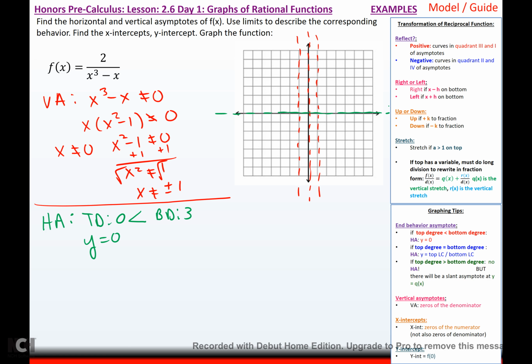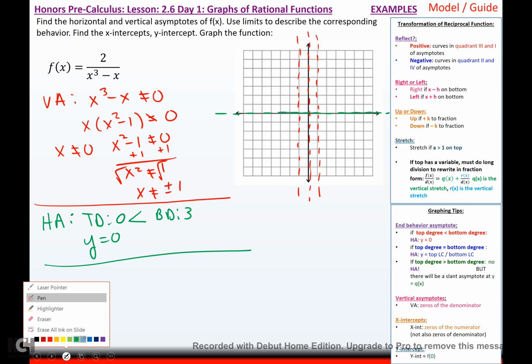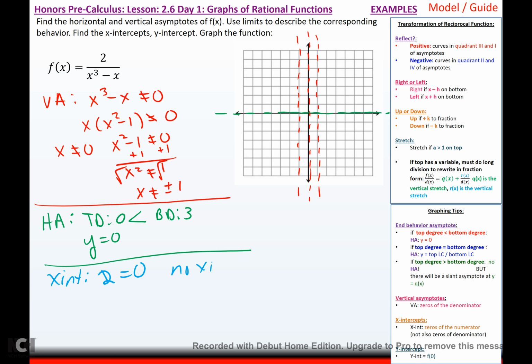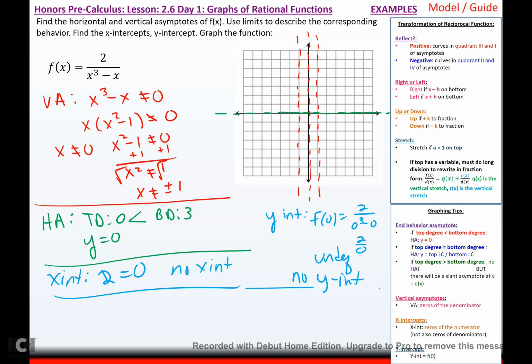Okay, I need some x-intercepts and some y-intercepts. To get my x-intercepts, I set my numerator to 0, but there's no x in it, so there's no x-intercepts. This thing won't cross the x-axis. To get my y-intercept, I find f of 0, which is going to be 2 over 0 cubed minus 0, which is 2 over 0, which is undefined, which means there's no y-intercepts.